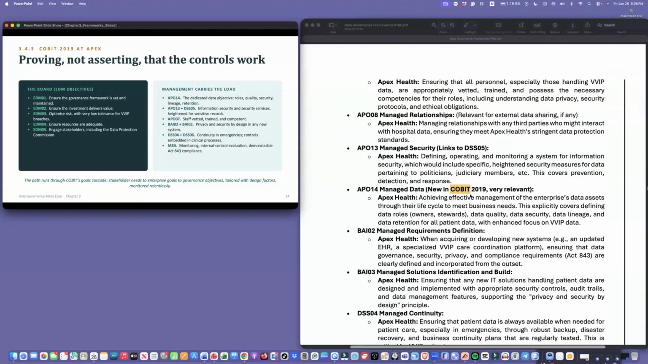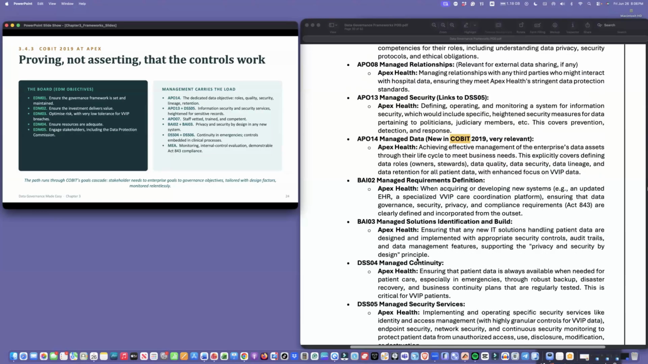Now, manage data. That's new in COBIT 2019. Achieving effective data management, effective management of enterprise data assets through the life cycle. So going through the different life cycle stages, defining the data roles, data quality, data security, data lineage. Manage requirements definition. When acquiring or developing new systems, e.g., an updated EHR or a specialized VVIP care coordination platform, we have to ensure that data governance, security, privacy and compliance requirements are clearly defined and incorporated from the onset.